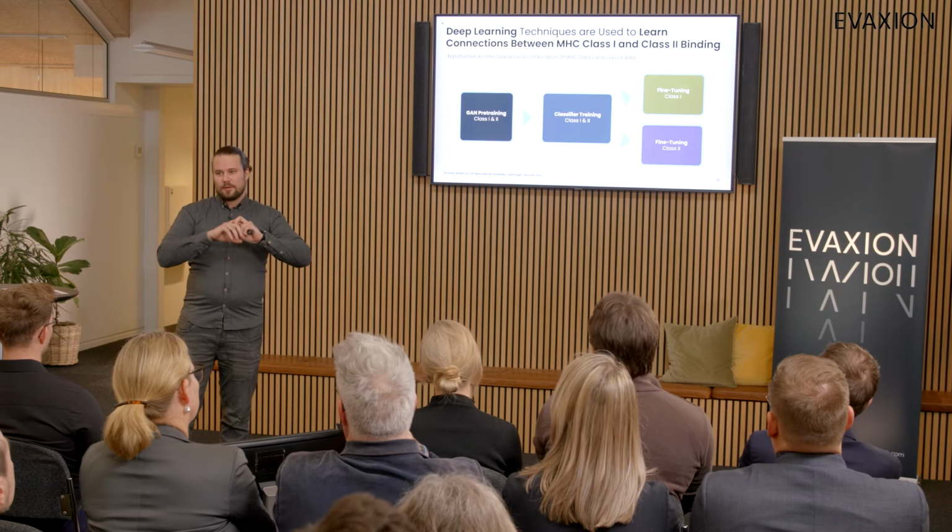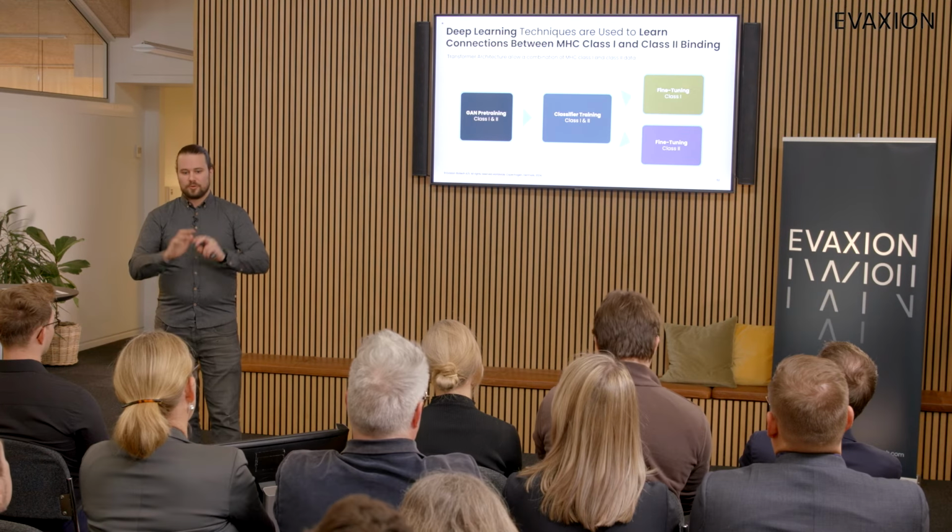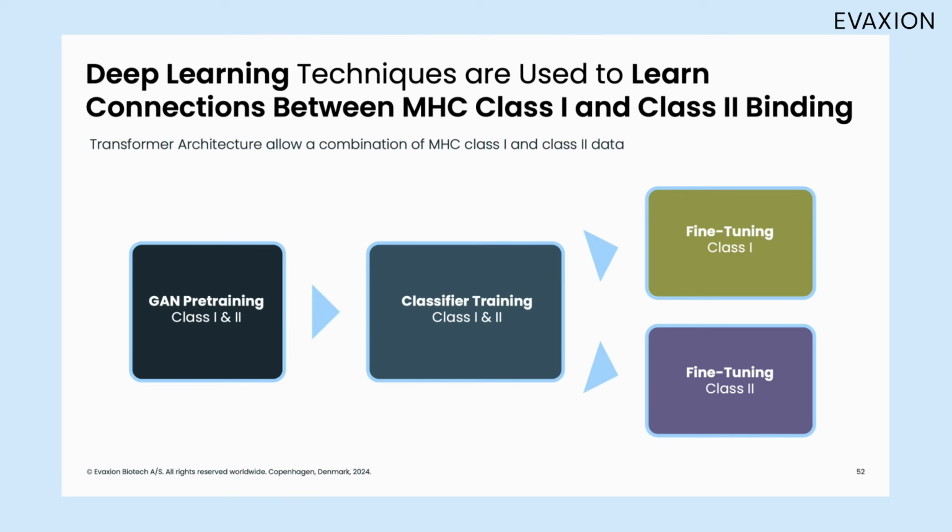So that means that we take it to the actual training, and train what is a binder and what is a non-binder. It has a much more stable and improved way of doing it. So we are training class 1 and class 2 together. Normally you train these separately, and then we fine-tune models using only class 1 data and only class 2 data in the end.